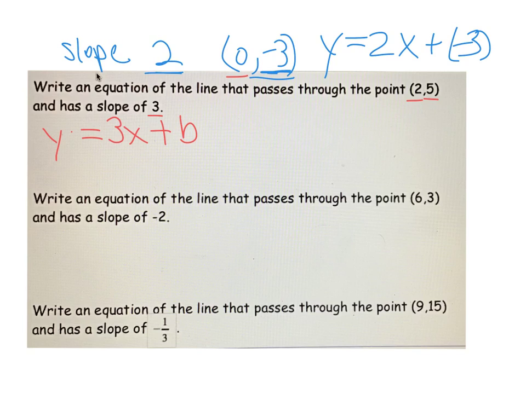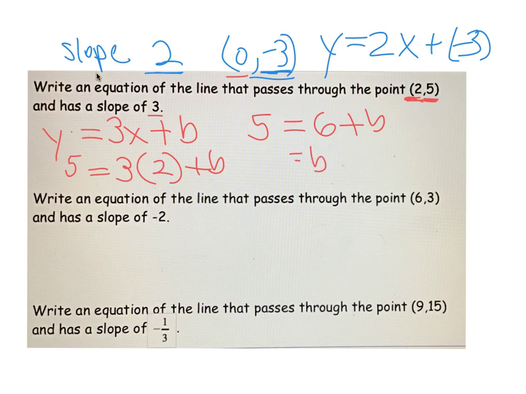If I do that, I now have 5 for this y is equal to 3 times 2 plus b. So my new equation is 5 is equal to 6 plus b. I subtract 6 from both sides, and I'm left with b is equal to negative 1. Now I have the value for b, and I also have the slope. So I can write the equation as y equals 3x plus negative 1, or just minus 1. Either of those will work. Now I've got my equation, and that's the equation that has a slope of 3 and this as a point.